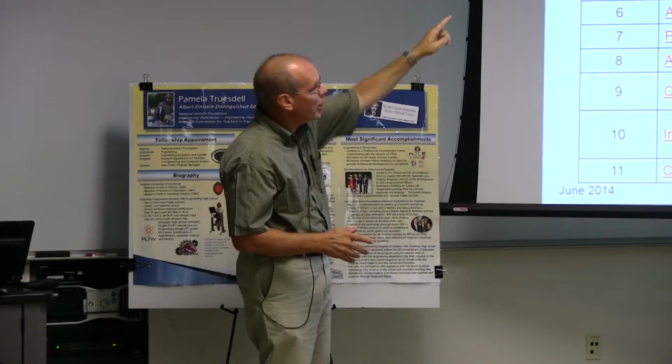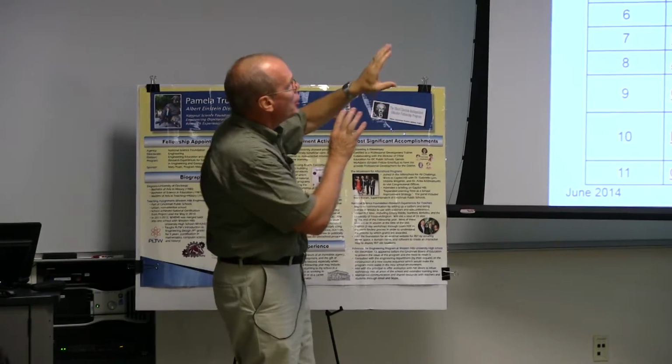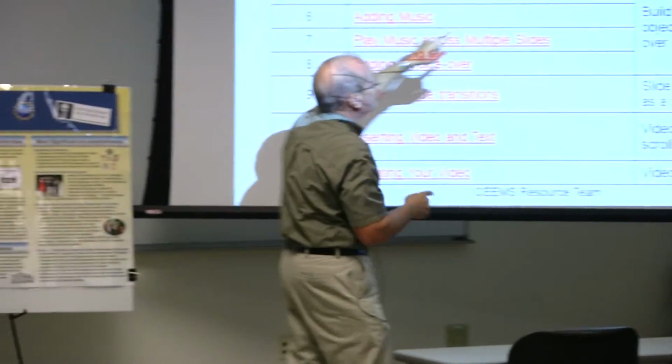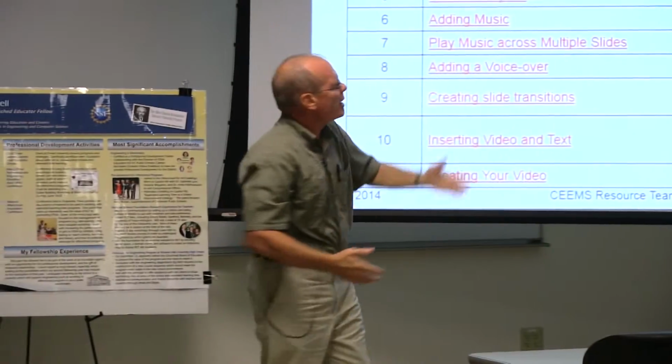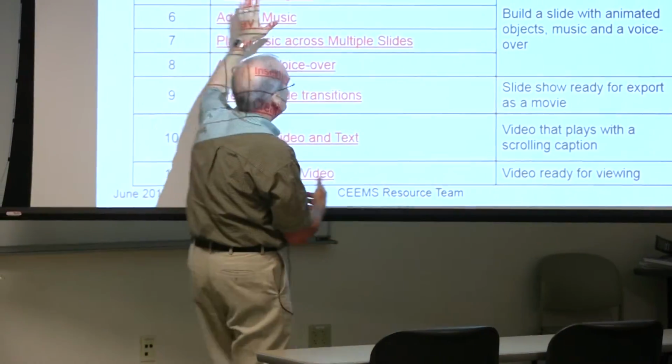Like the first one, activity 1, animating text. Activity 2, adding a voiceover. Now, if you look over here on the far right-hand side, the finished product from those two activities is a slide with animated text and a voiceover. So you might look over here and decide what you want to do, and then do the appropriate activities.